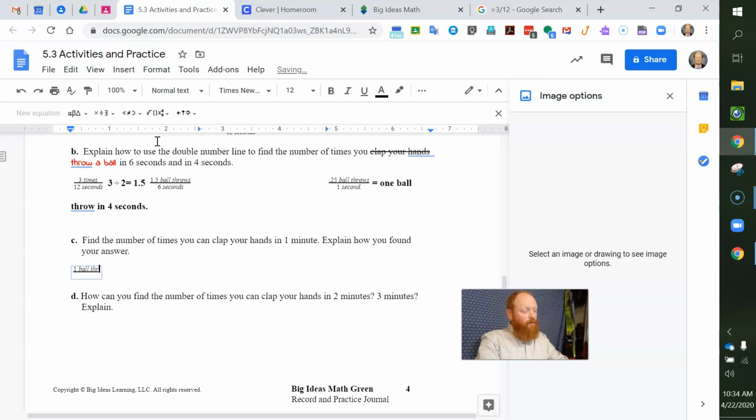1 ball throw. I'm going to do it this way. 0.25 ball throws in 1 minute, in 1 second. So how many seconds are there in a minute? Well, there are 60 seconds.